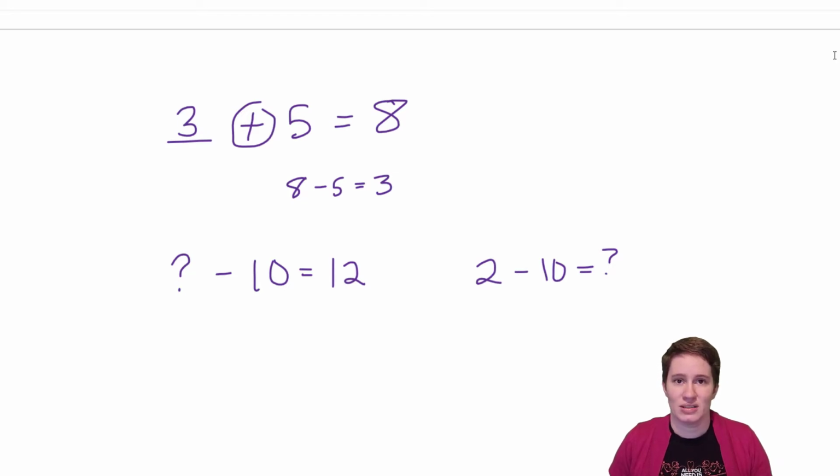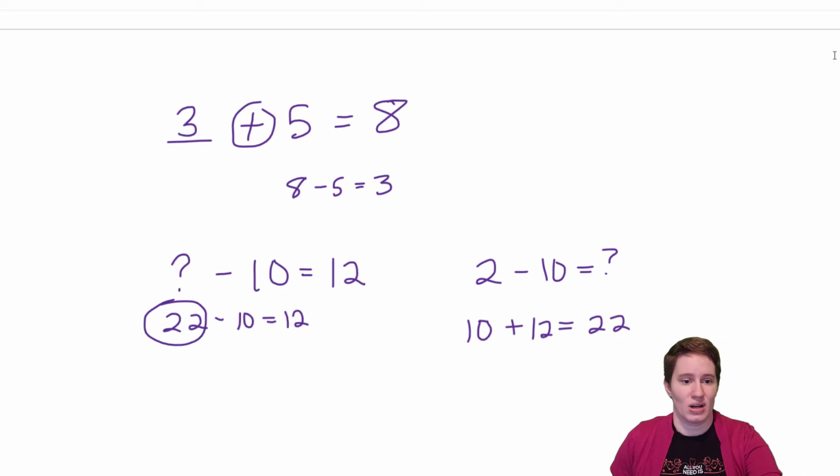Because we're subtracting, what we actually need to do is say, let me add these together. We need to do 10 plus 12, which gives us 22. And then we can check 22 minus 10. Is that equal to 12? Yes, it is. So our answer is 22.